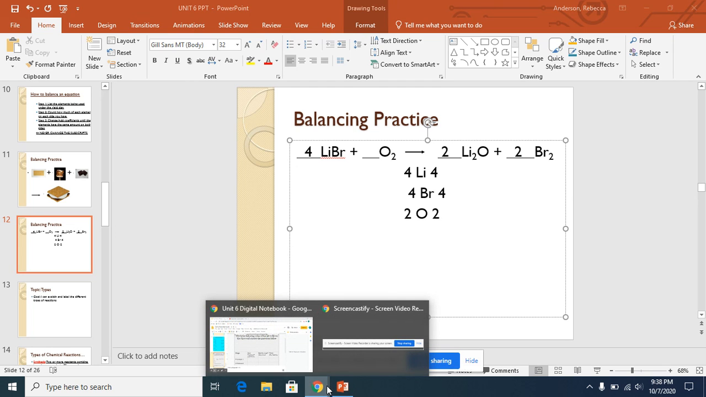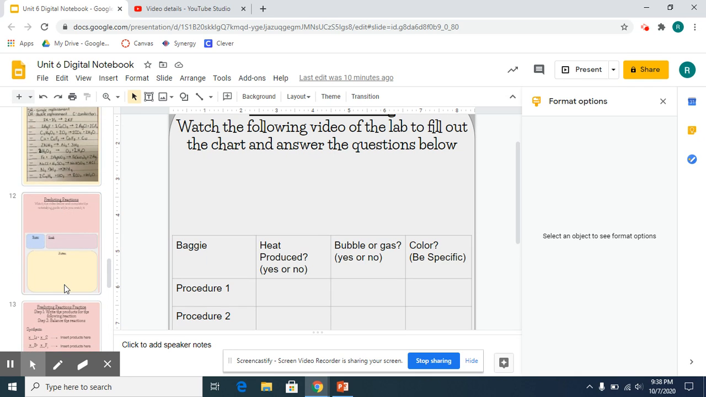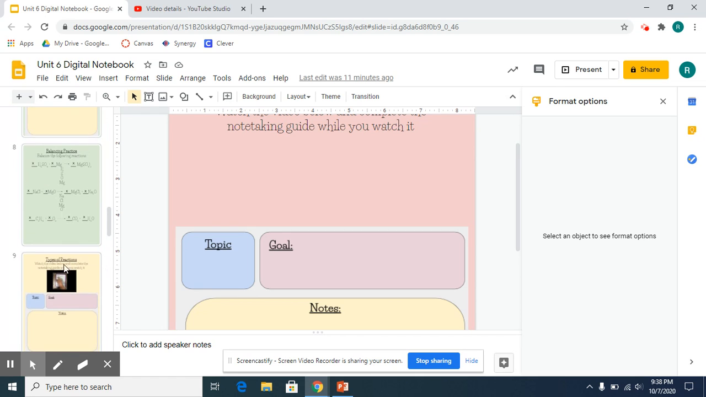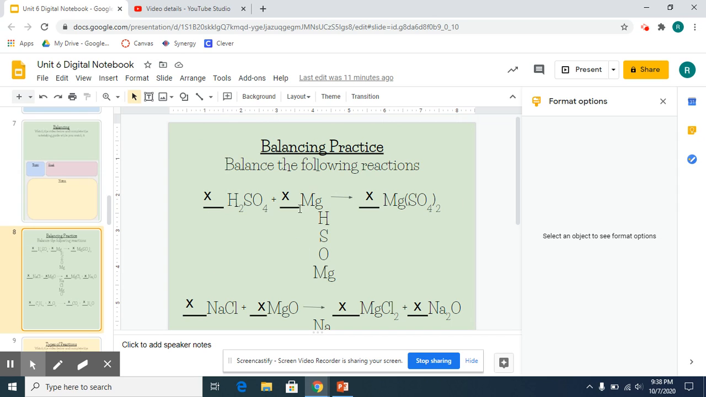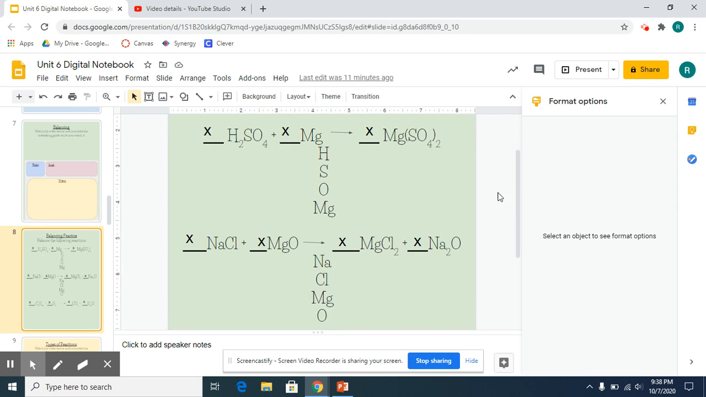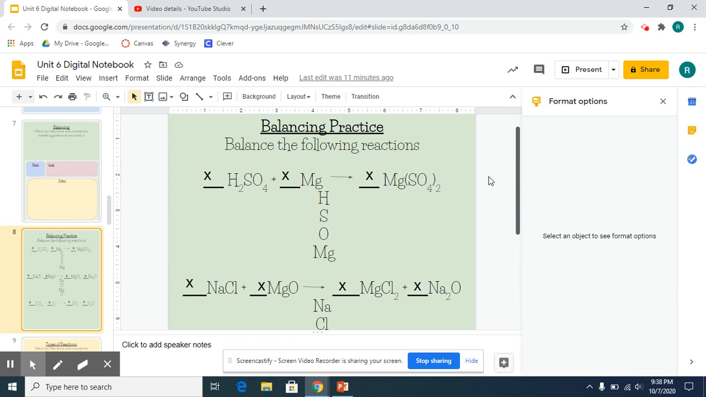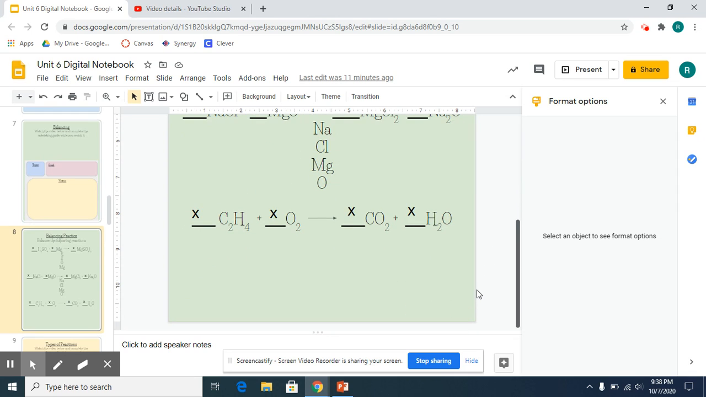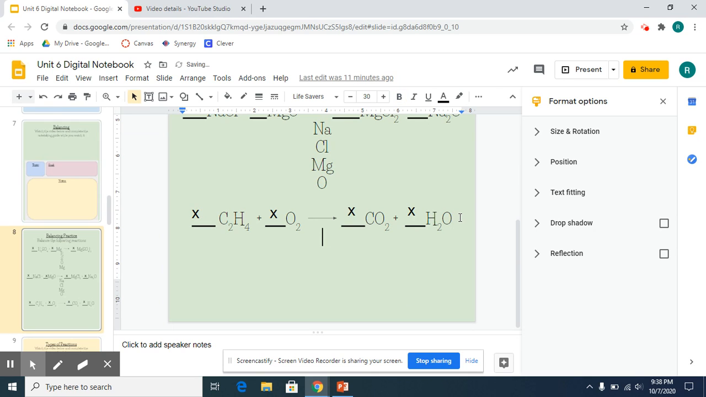Now, in your digital notebook, if you look at your balancing questions, there are several for you. You notice I already listed the different elements. You'll need to count on both sides, just like how you learned in the counting atoms section above. And then you'll just need to make sure it's the same on both. If you have any questions, or if you even get stuck on one, let me know and I will be happy to help.